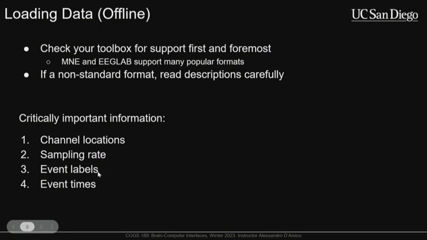Event labels are essentially which event has occurred. So let's say you're showing people certain images and they're also responding preferentially to some of those images. You need to know if an event was them seeing an image or them clicking, and you need to know which image or which click it was. Was it correct? Was it incorrect? Was the image red? Was it blue? Things like that. And the event times are when these events happened.